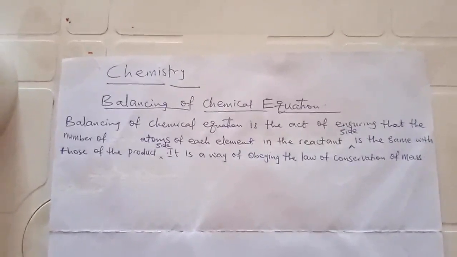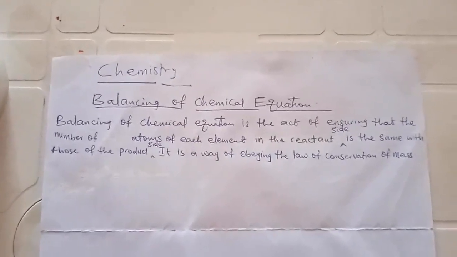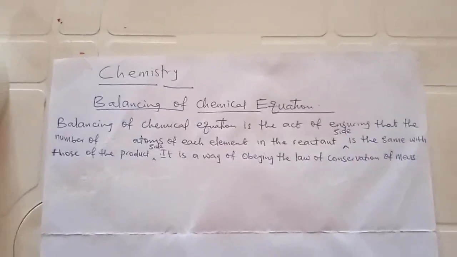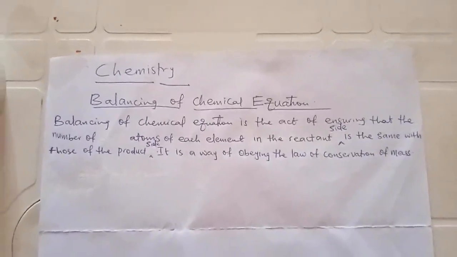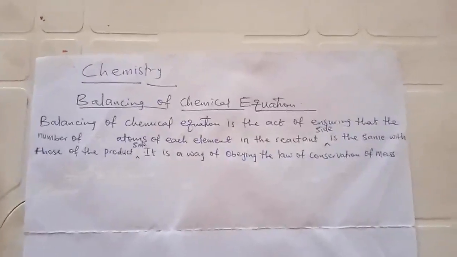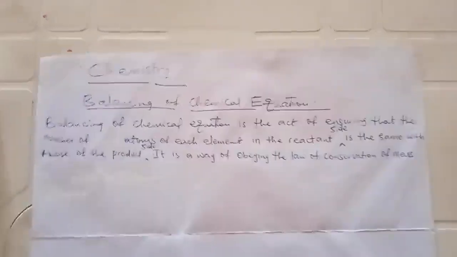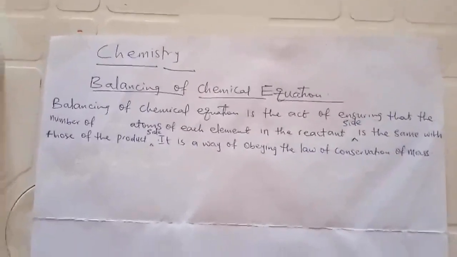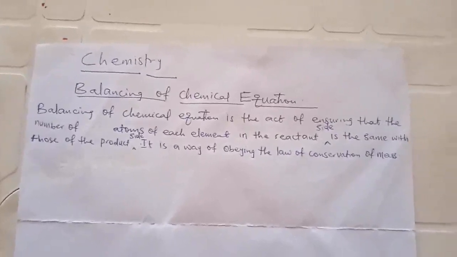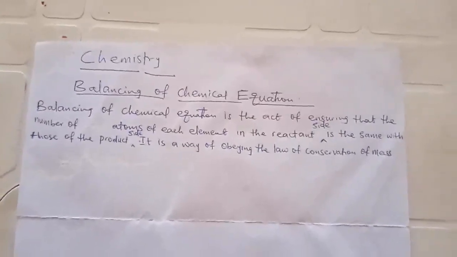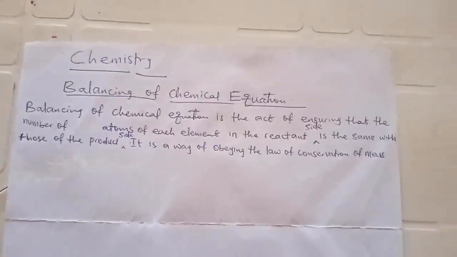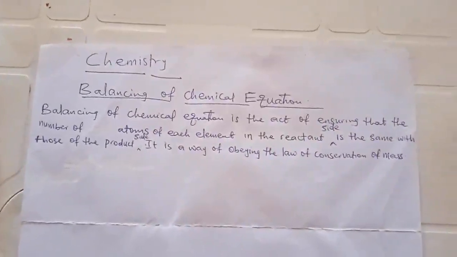Today we're looking at balancing of chemical equation. Balancing of chemical equation is just the act of ensuring that the number of atoms at the reactant side are exactly the same as the number of atoms at the product side. In this method, we are trying to obey the law of conservation of mass that states that during chemical reaction, matter can neither be created nor destroyed, although they can change from one form to another.